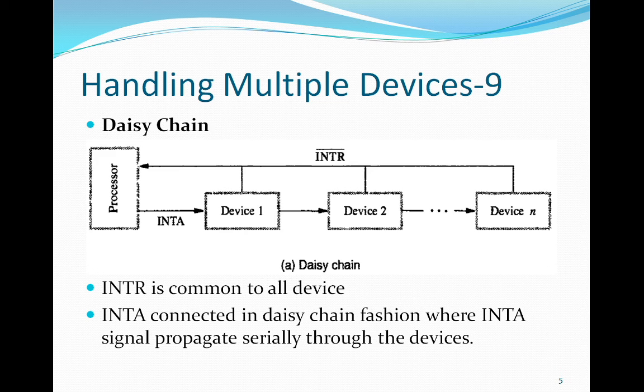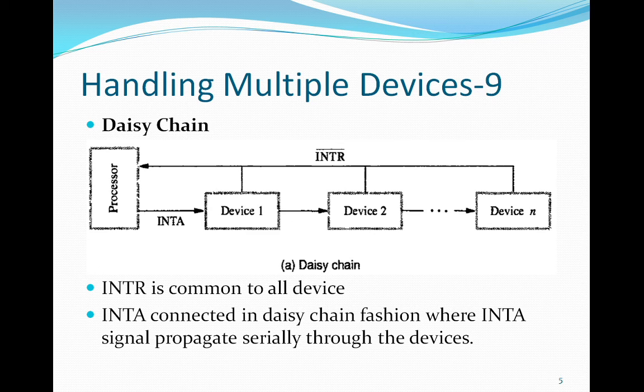Then the interrupt request line, that is INTR, is common to all the devices here. Then the interrupt acknowledge line, that is INTA, propagates serially through all the devices. When several devices raise an interrupt request on the INTR line, this line is activated, and the processor responds by setting INTA to 1. This signal is received by device 1.